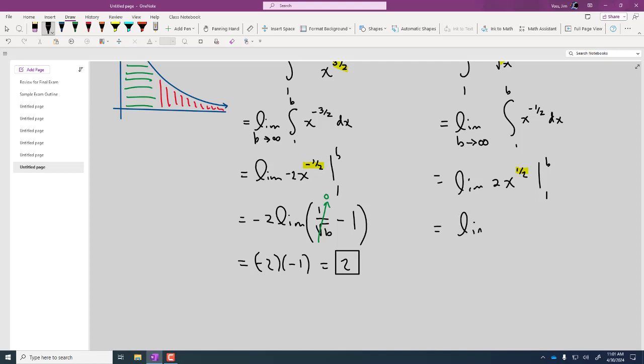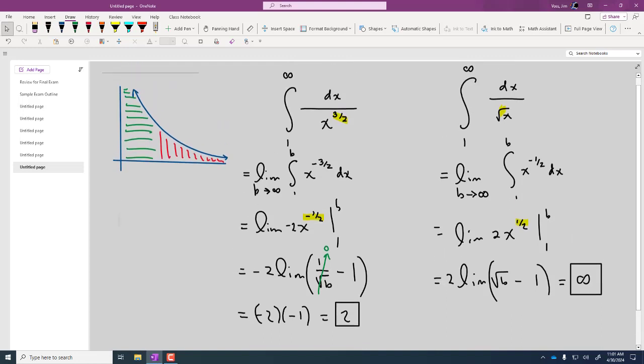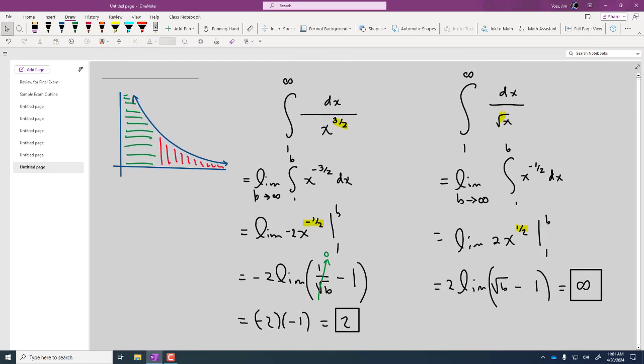Here, we get the limit, factor out the 2, we get the limit of the square root of b minus 1. And that limit as b goes to infinity is infinite. So even though both of these curves have the same shape, it's just that one goes down way faster than the other one. Fast enough that you get finite area.